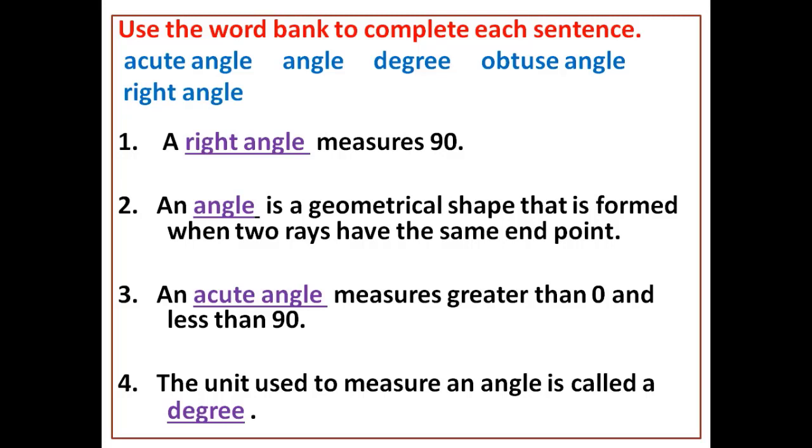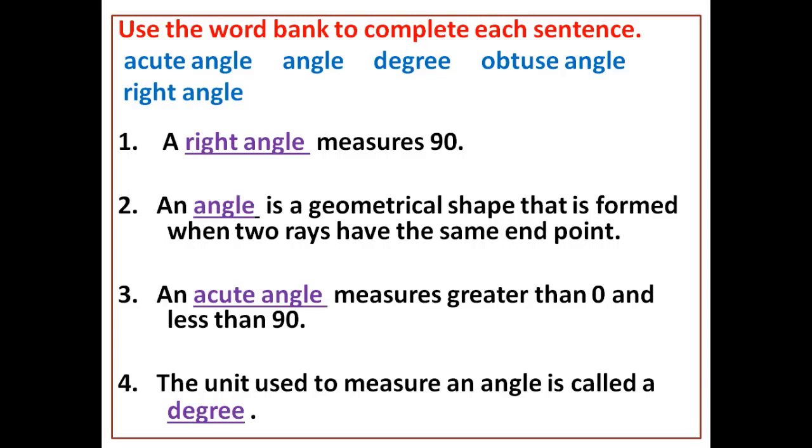Now number 1, a dash measures 90 degree. Select the correct answer from the given 5 options. 90 degree is a right angle. You know well because a square corner is there. Number 1: a right angle measures 90 degree.